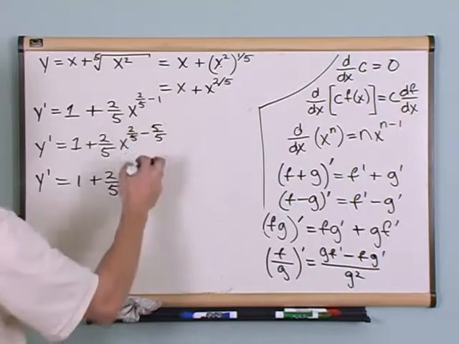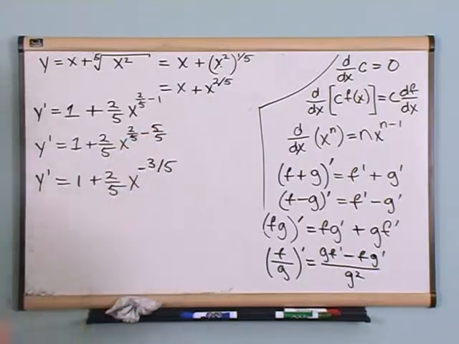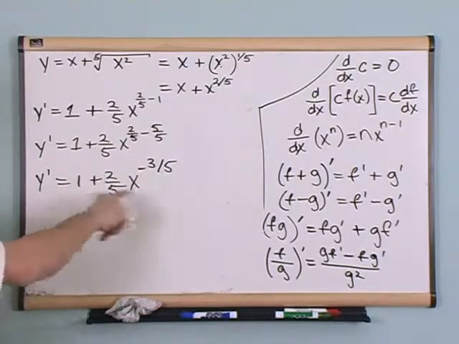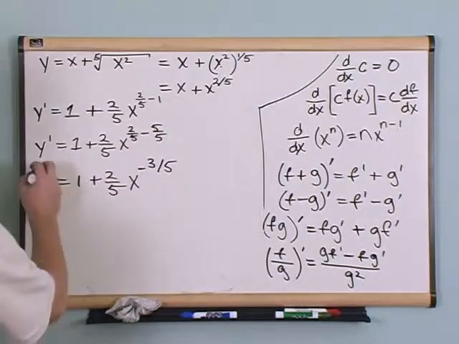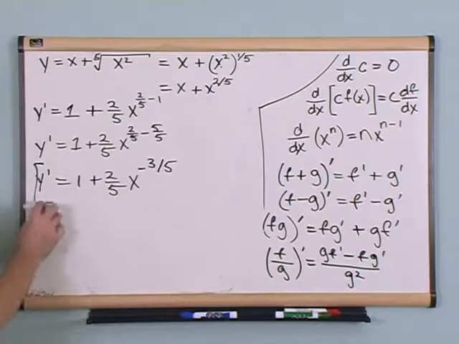2 minus 5 is negative 3/5. I'm just subtracting the top, and the bottom stays the same, because obviously when you're doing fractions, the bottom stays the same. 2 minus 5 is negative 3, so that would be the answer: 1 plus 2/5 x to the negative 3 over 5. So that's the answer to that problem.